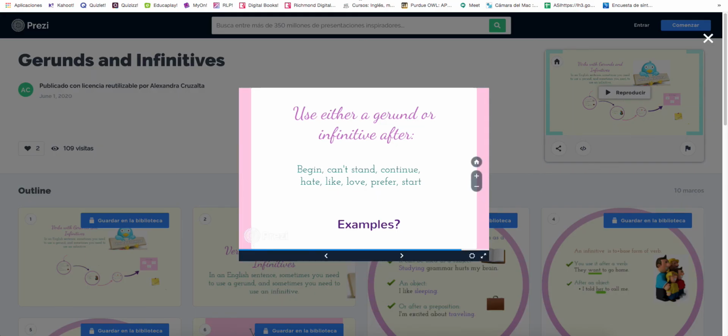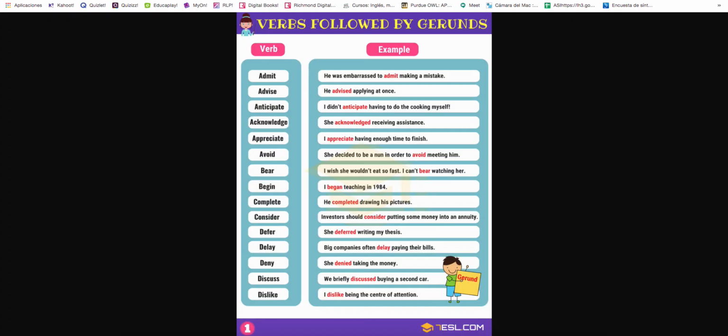I am going to send you these images where you have a list with examples. I need you to check it. So verbs followed by gerunds, and you have a list. Gerunds, only gerunds, and nothing else. A list, and then you have examples. I need you to take a look, because this is going to help you. I'm going to send you 2 images of this one.